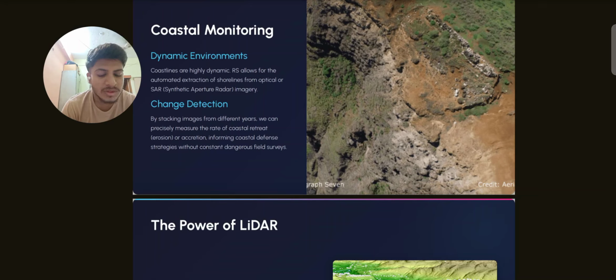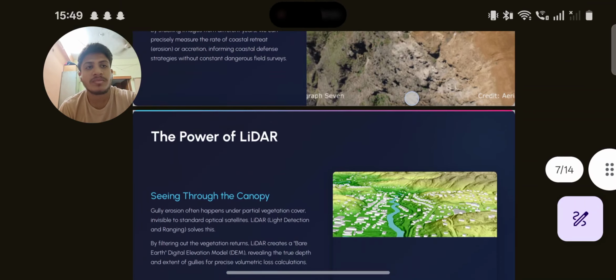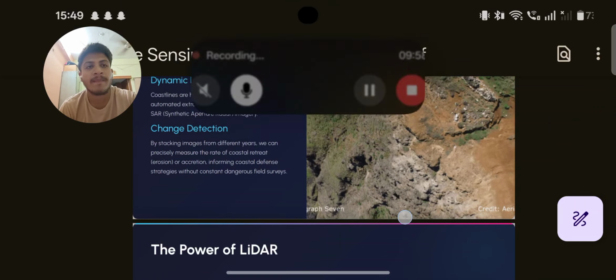The role of remote sensing in coastal monitoring. Remote sensing offers multispectral, temporal, and spatial data that allow scientists to analyze both natural and anthropogenic changes in coastal systems.